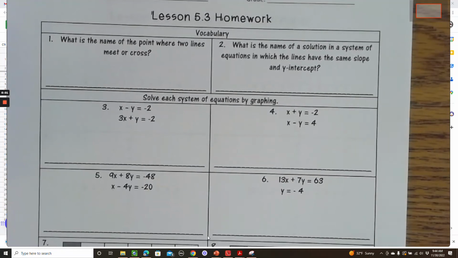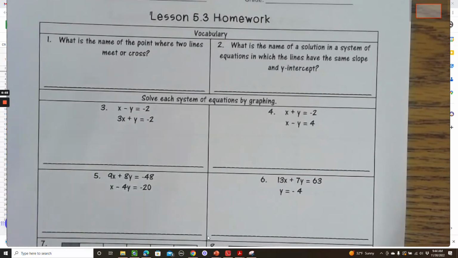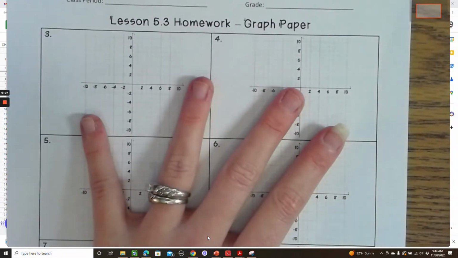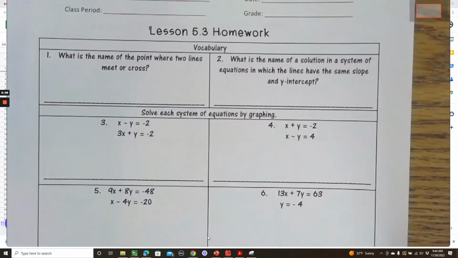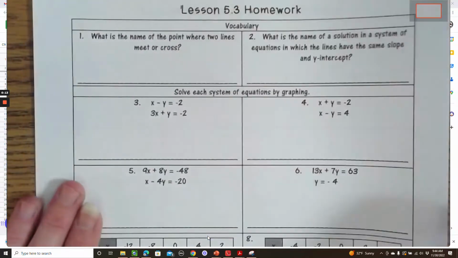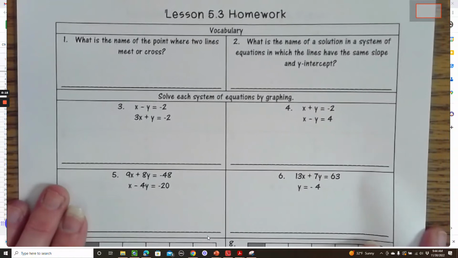This video is for the lesson 5.3 homework. So you've got the homework page, and then you've got some graph paper to use. Again, we're going to do it both ways today because I want you to see some different stuff that I think is going to make your life easier.